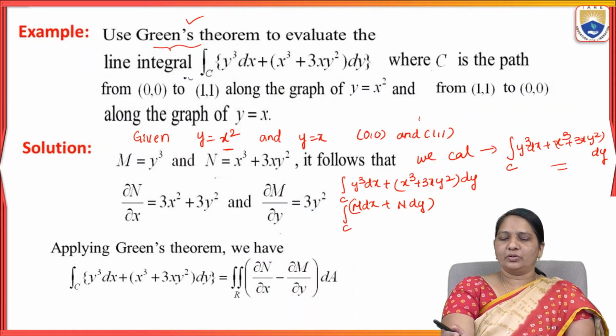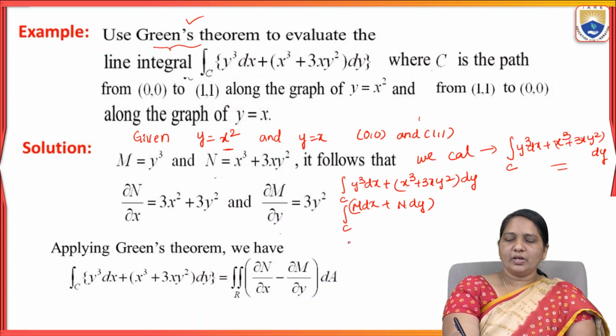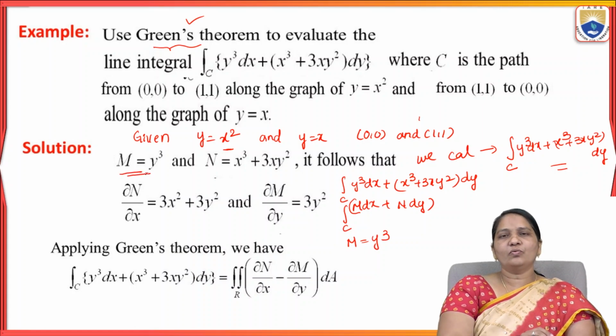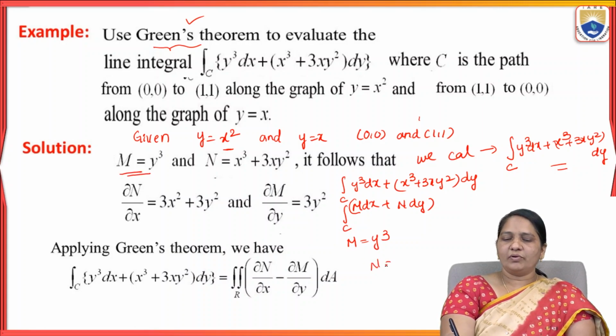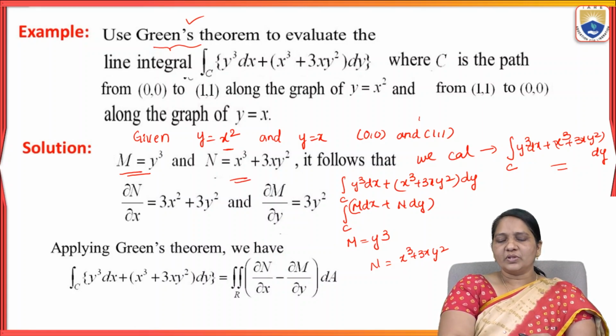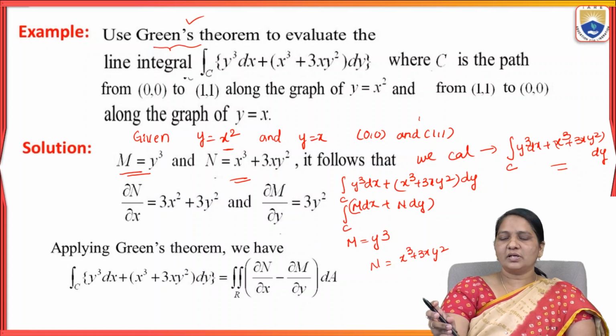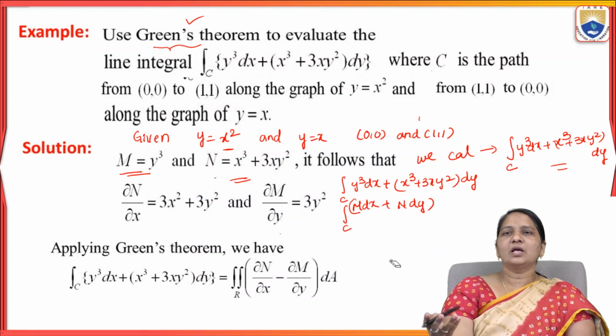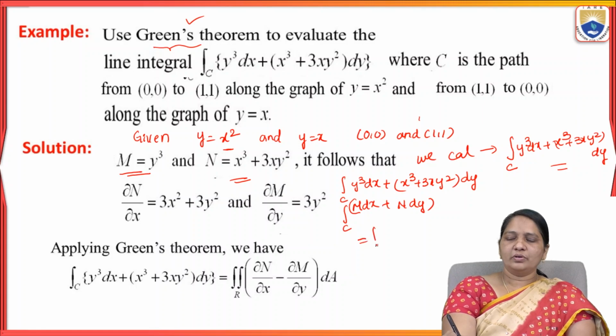According to that, we can compare the given integral with M dx plus N dy. So M equals y cubed, and N equals x cubed plus 3xy squared. So according to the statement, the integral over C of M dx plus N dy equals the double integral over R of dou N by dou x minus dou M by dou y.